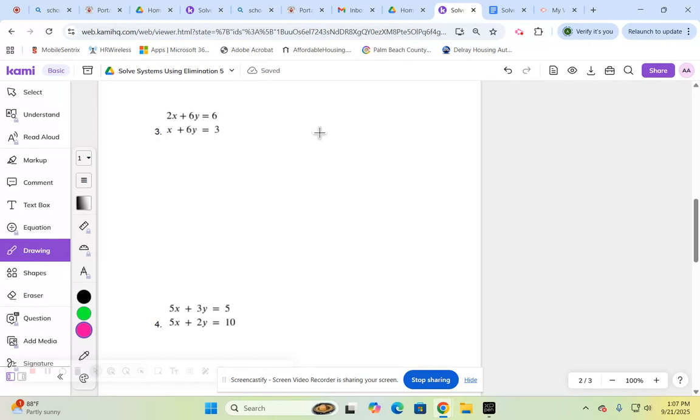All right, so I can create a 0 pair out of these y's right here simply by multiplying the top equation by negative 1. All right, when I do that, negative 1 times 2x is negative 2x. Negative 1 times 6y, you're distributing, that's negative 6y. Equals, and negative 1 times 6 is negative 6. And I'm just going to copy the bottom equation. Okay, so now I've created a 0 pair so that I can eliminate the y value.